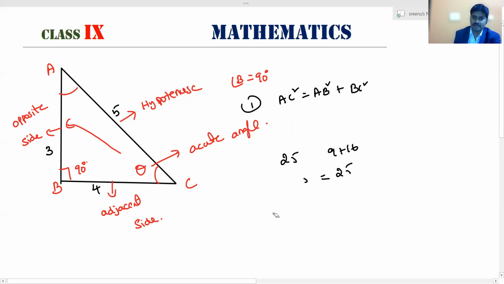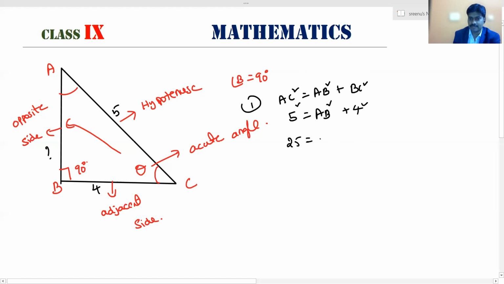In trigonometry, based on this, they will give you a diagram and we have to find AB. AC is 5, AB we don't know, BC is 4. This is 25, this is AB square, this is 16. Transpose 16, you will get 9. AB square is equal to 9. AB is equal to under root 9. We will get the positive root. So AB value is 3.